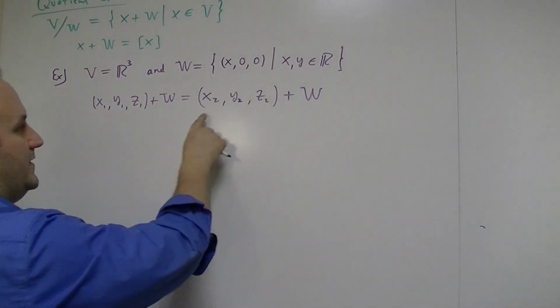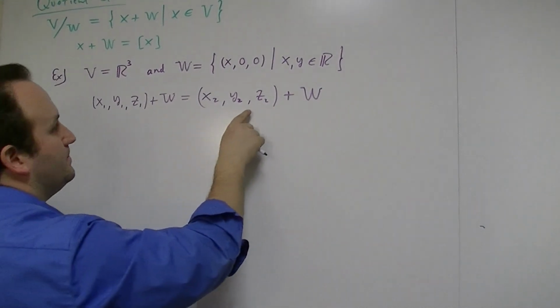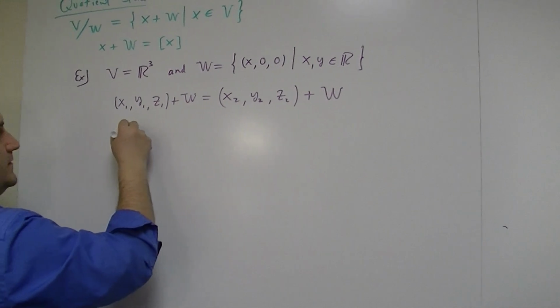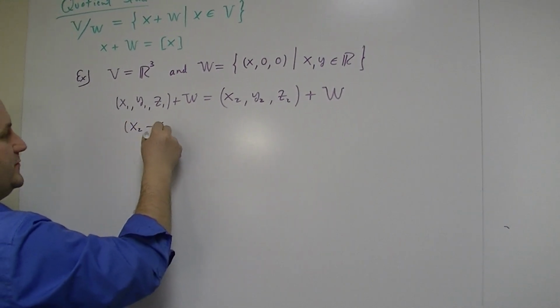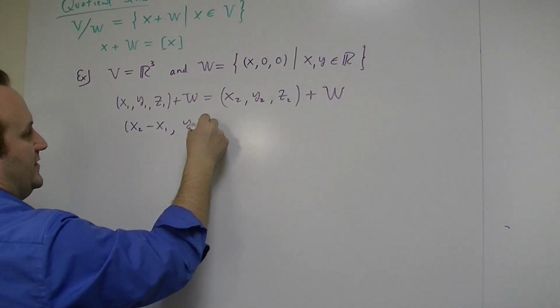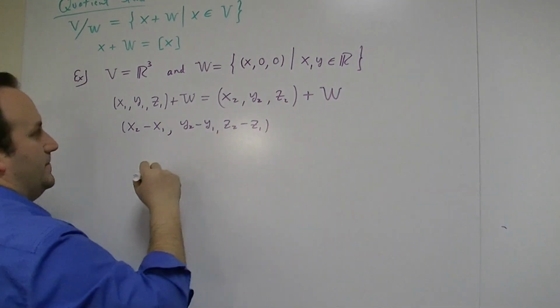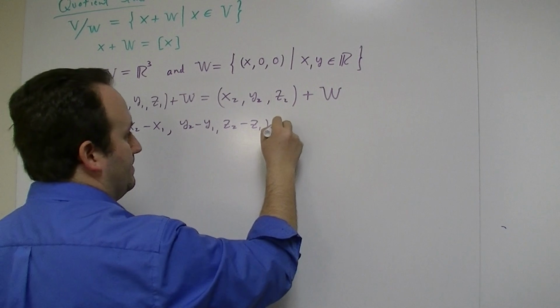So if I look at the difference of these, what do I get? Like (x2 minus x1, y2 minus y1, z2 minus z1). That has to be an element of W, right?